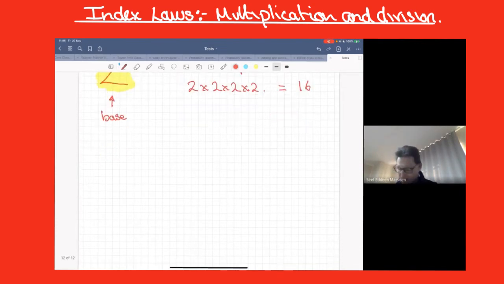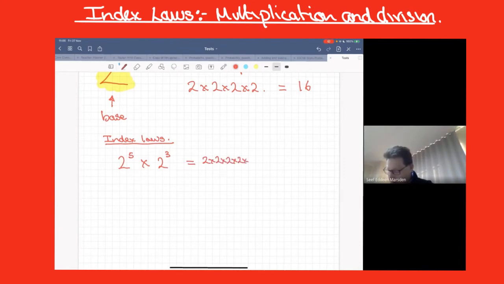There are index laws. So if you want to work out 2 to the power of 5 times 2 to the power of 3, that could be written as 2 times 2 times 2 times 2 times 2 times 2 times 2 times 2, which is the same as 2 to the power of 8.